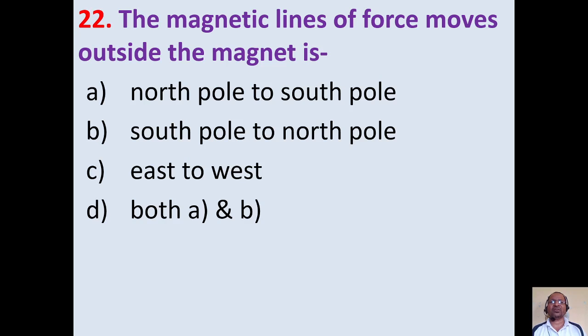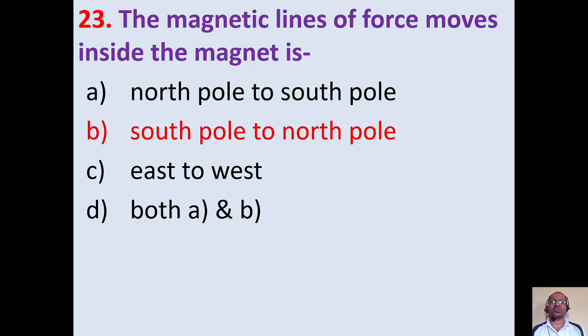The magnetic lines of force move outside the magnet. So outside the magnet, externally, the magnetic lines of force move from north pole to south pole. The magnetic lines of force move inside the magnet. Externally, we have seen that magnetic lines of force move from north pole to south pole, but inside the magnet, they move from south pole to north pole. And that's why magnetic lines of force form a closed continuous loop.